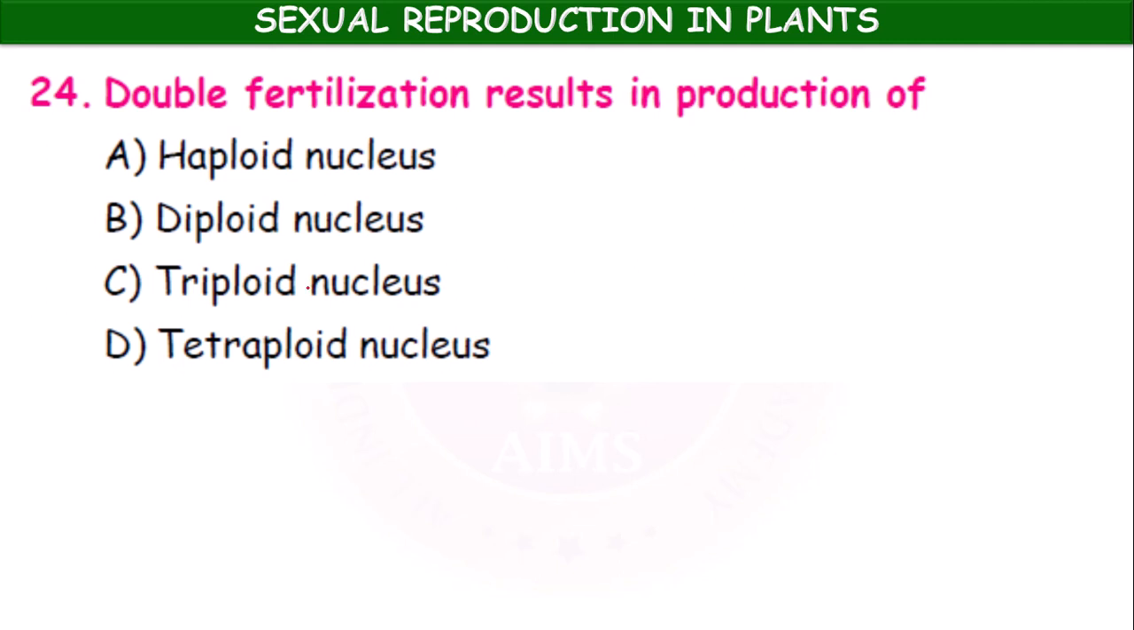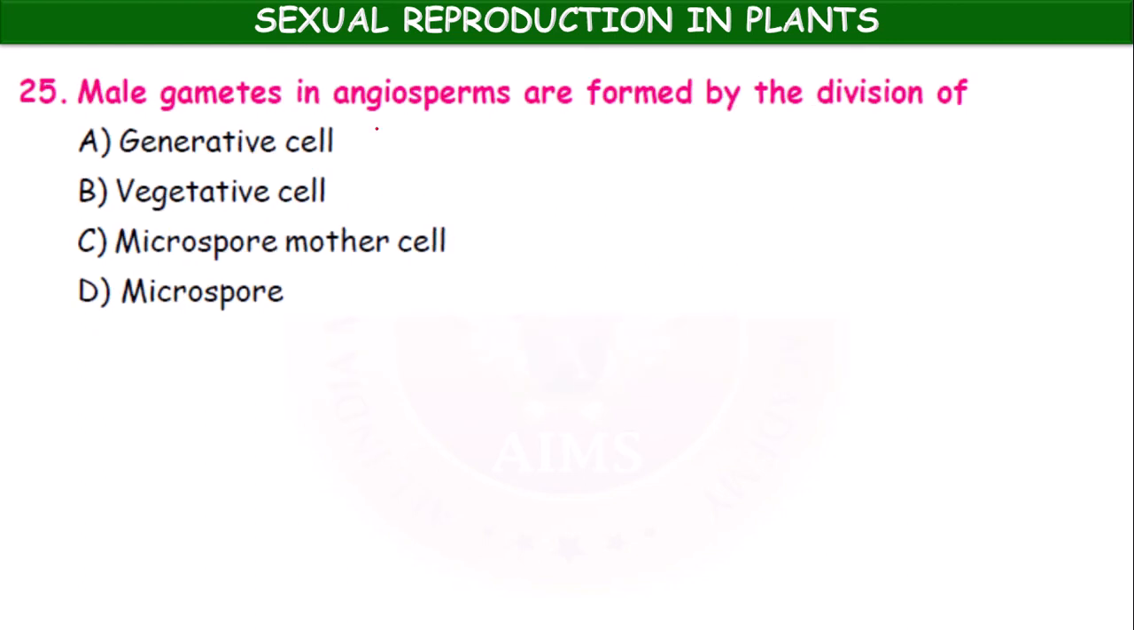Triploid, 3n nucleus. Male gametes in angiosperms are formed by the division of generative cell, vegetative cell, microspore mother cell, microspore. It is by the generative cell.